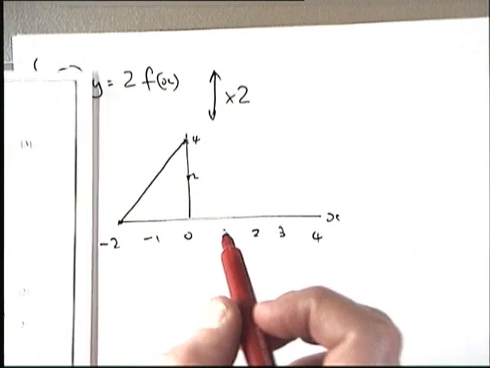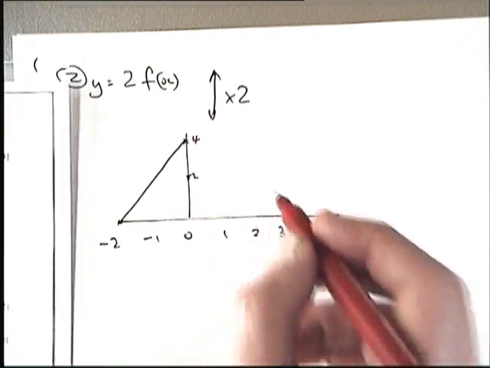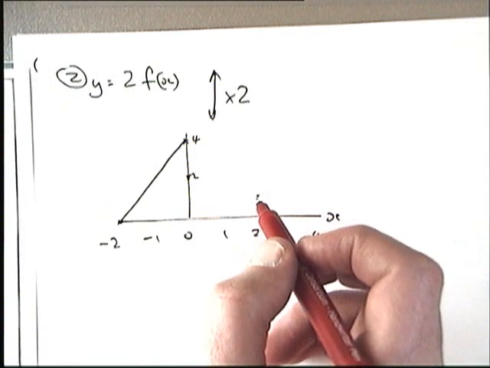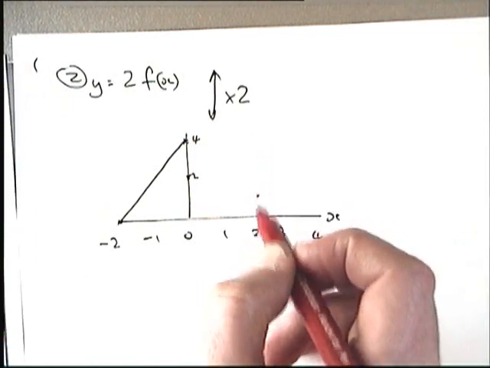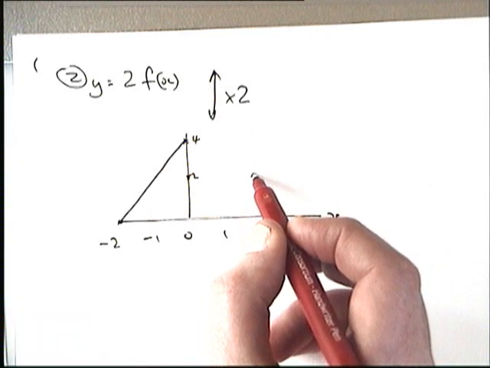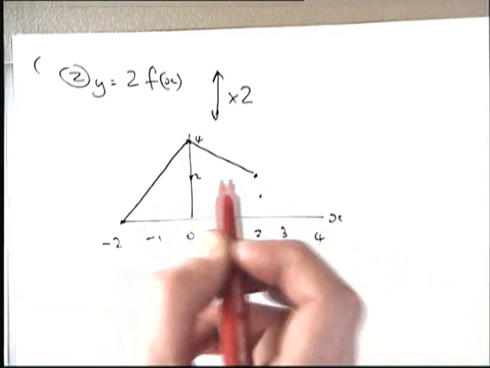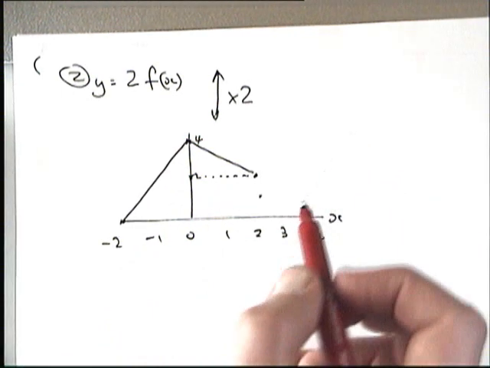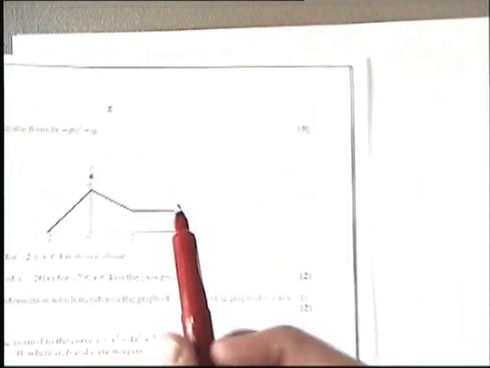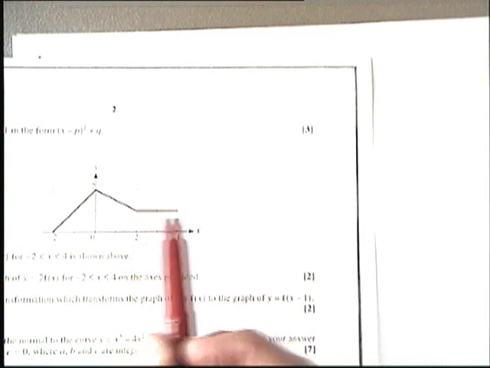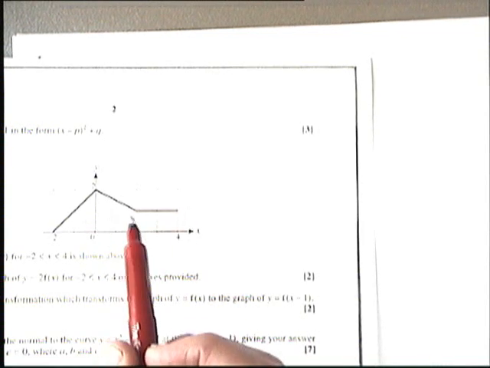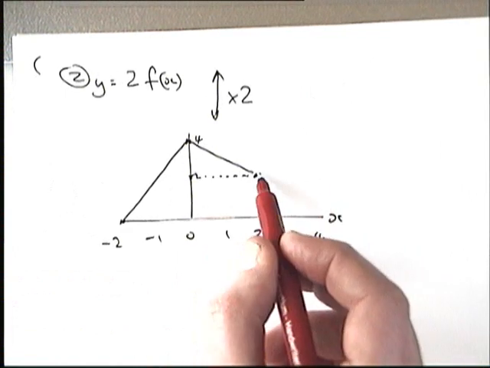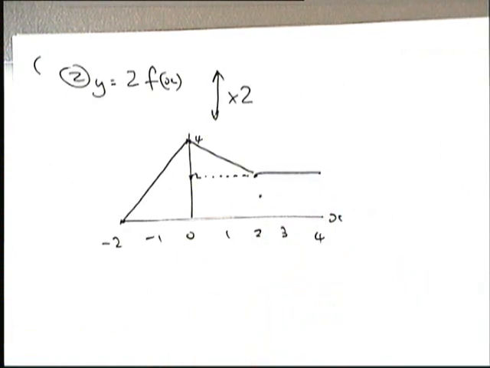Then, above 2, in the question, it reached the height of 1. Well, everything is now twice as far away from the x-axis, so at 2, it will now reach the height of 2. So that will be level there with that 2. And then, from 2 to 4, in the question, it just went along level at a height of 1. So if it's being stretched twice as high, twice the height of 1 will be 2. So this will now just go along there like that.